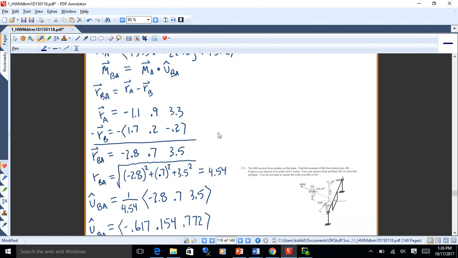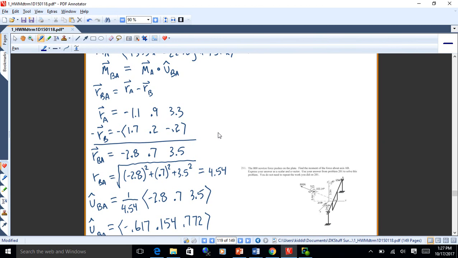So I need UBA. I take RA minus RB, I get RBA. Find the magnitude of it, which is 4.54. Divide through, and I get UBA. That's what I'm doing there. And what I will do next is dot it with the moment vector. That's how you find the projection of a moment, in this case, onto the axis.